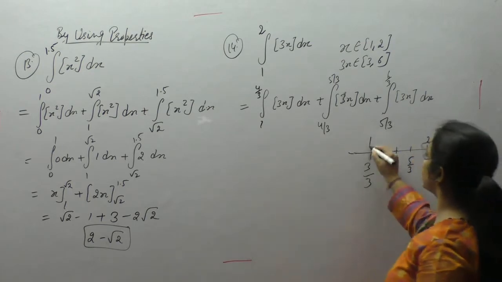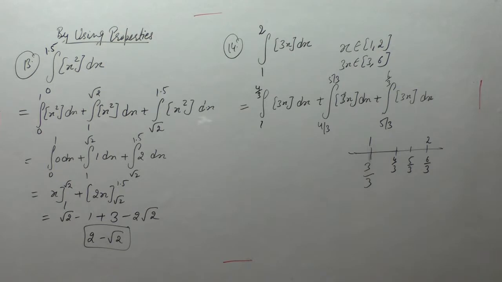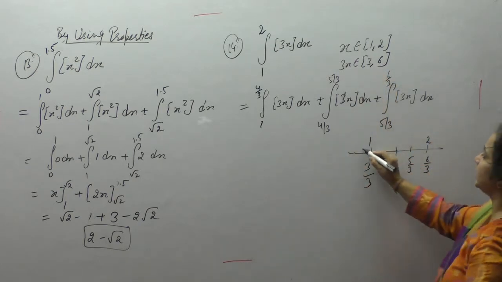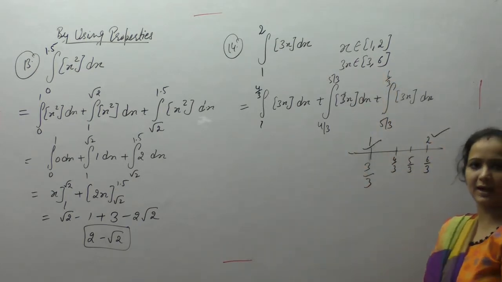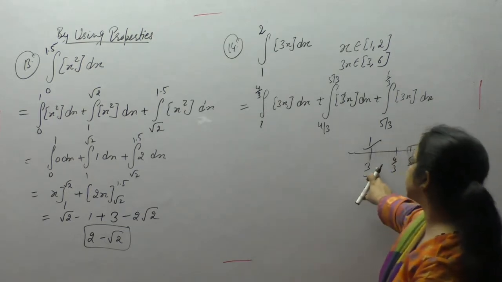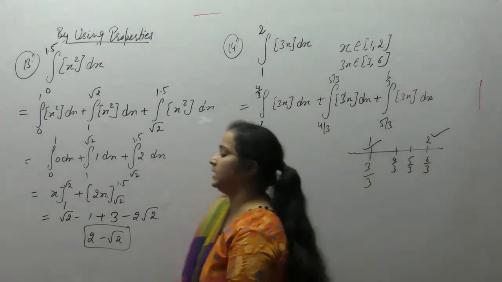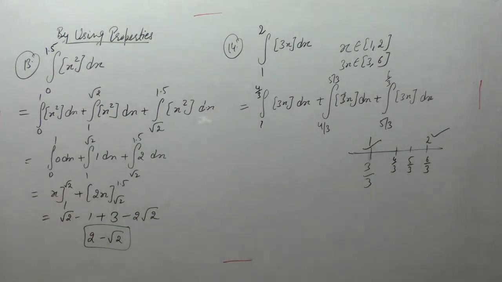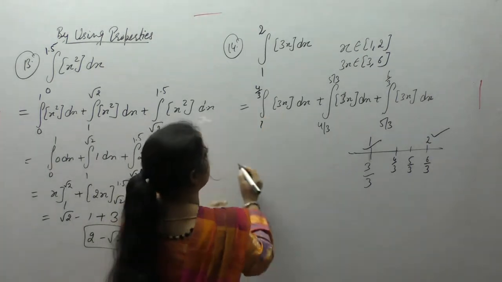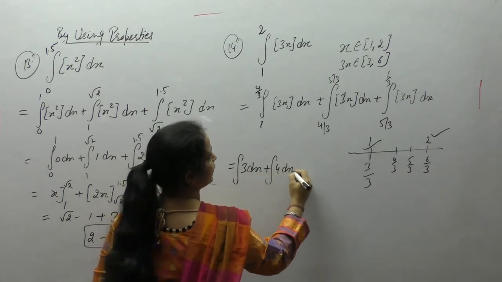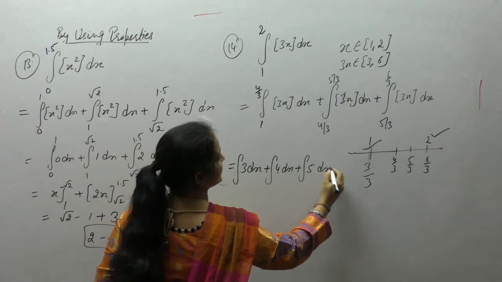3 by 3 is 1. Because we have here the greatest integer 3x, so multiply the limits by 3. 3 by 3 is 1. Our limits will go from 1 to 2. So first limit will go from 1 to 4 by 3, 4 by 3 to 5 by 3, and 5 by 3 to 6 by 3. 3 into 1, 3. 4 by 3 into 3 is 4, and 5 by 3 into 3 is 5.